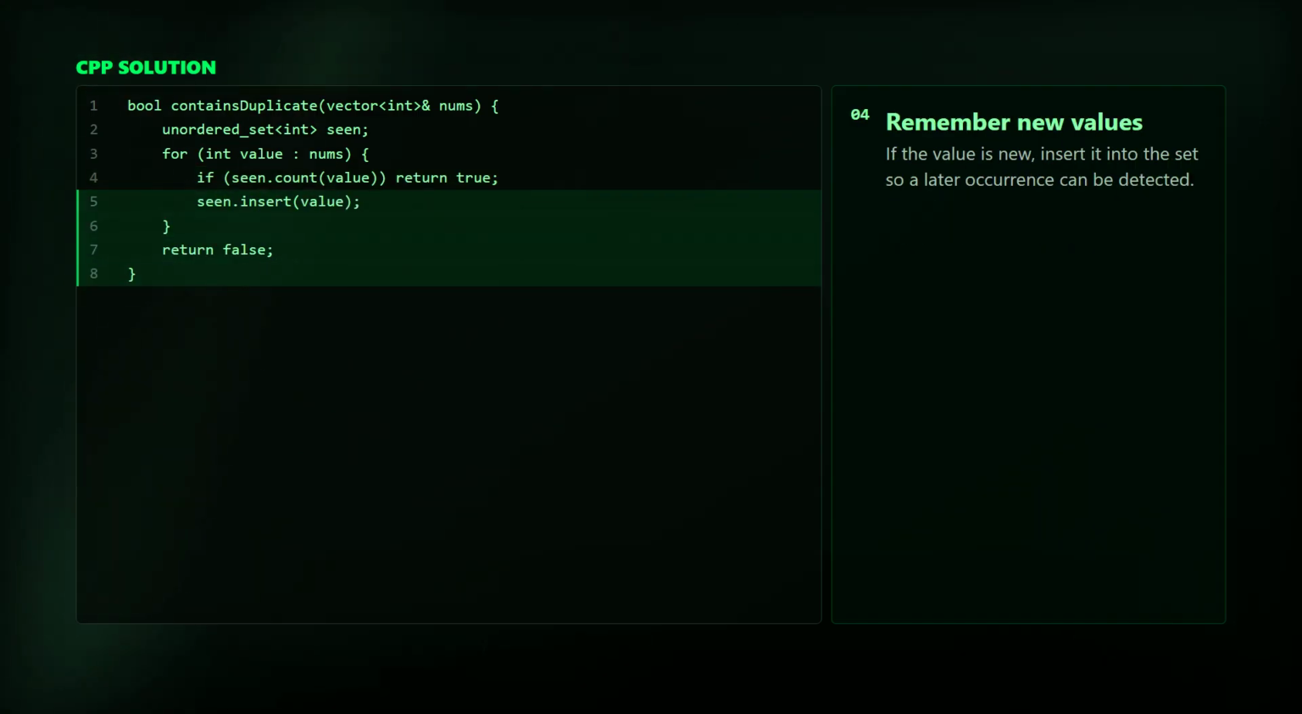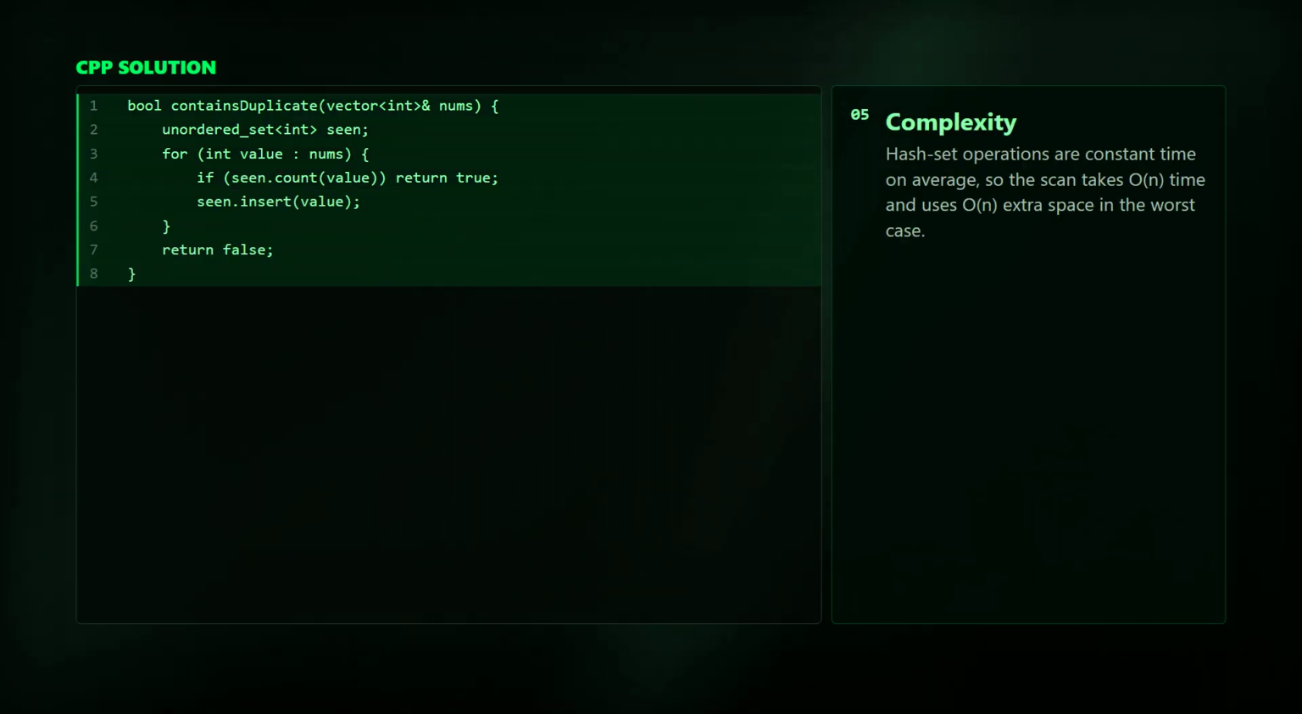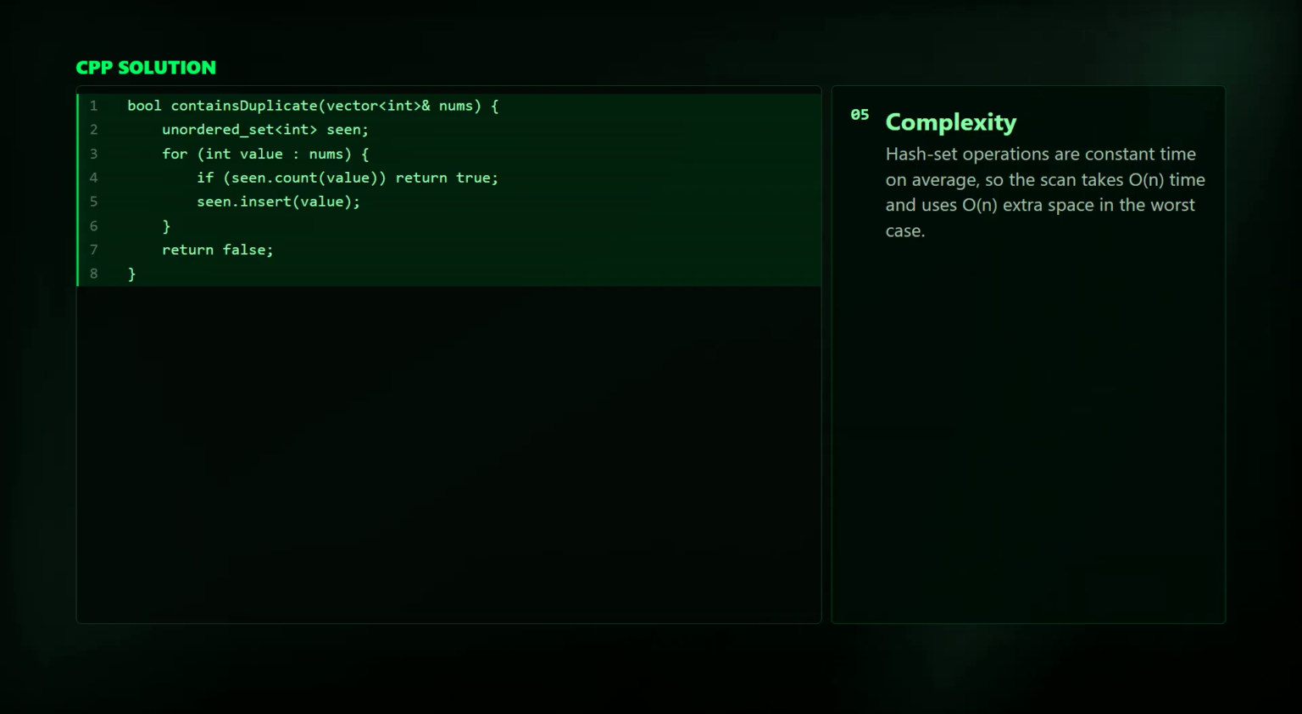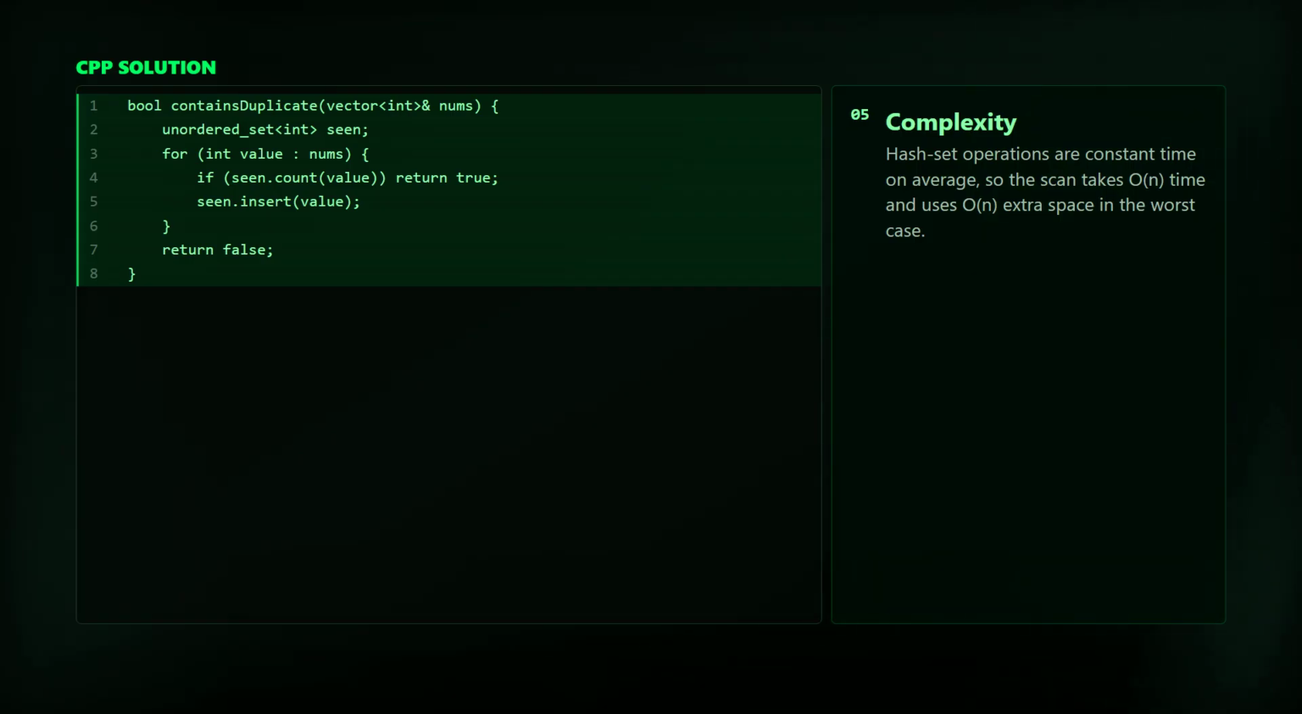If the value is new, insert it into the set so a later occurrence can be detected. Hash set operations are constant time on average, so the scan takes O of n time and uses O of n extra space in the worst case.